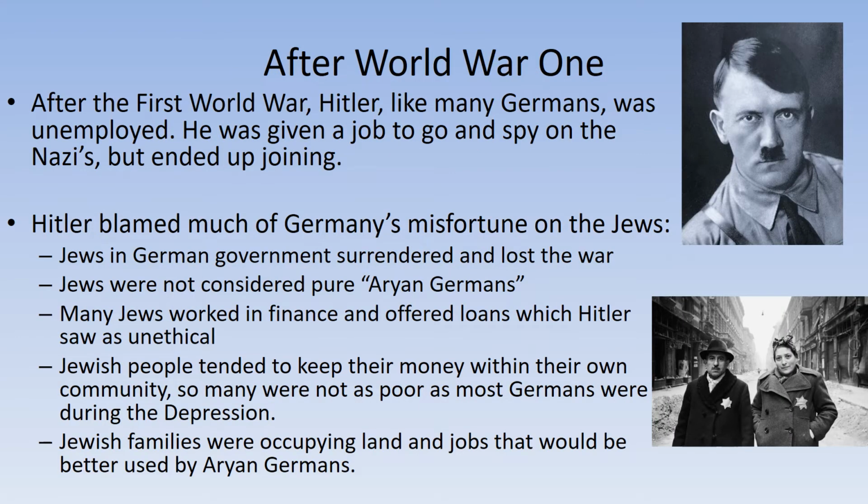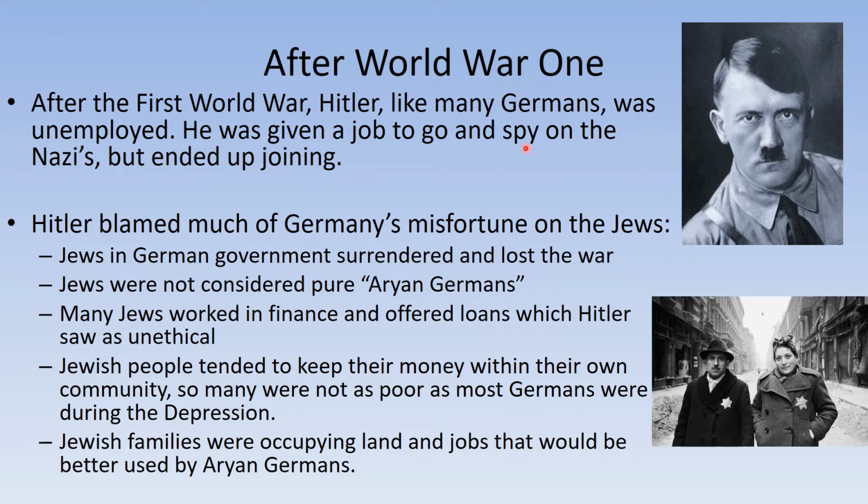So after World War One, as we already alluded to, unemployment was a massive problem, and Hitler was no different from other Germans. When he came out of the military, he didn't have anywhere to go. So he actually signed up with the army to become a spy. And ironically enough, he was assigned to infiltrate the Nazis, which at the time was a very small political organization. He liked what he heard at their meetings, and he decided to stop being a spy and to join that political party.